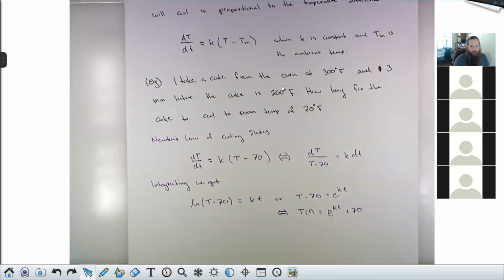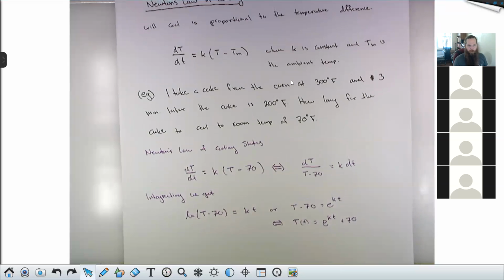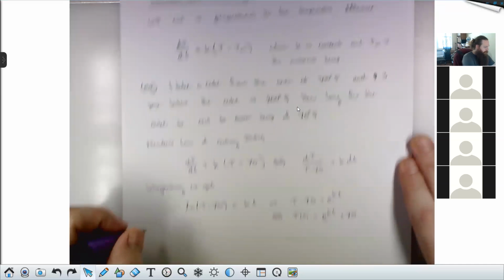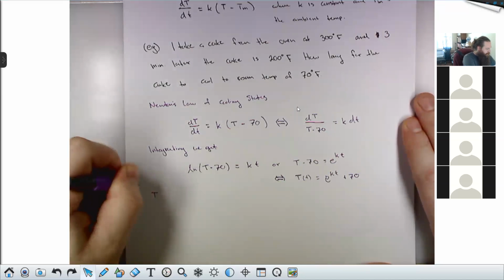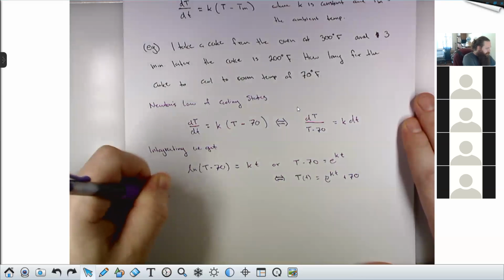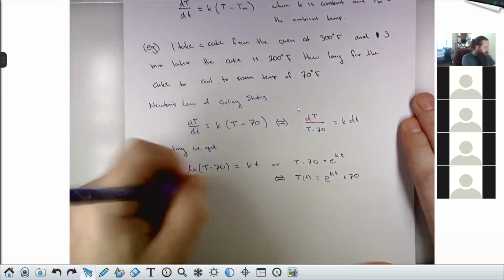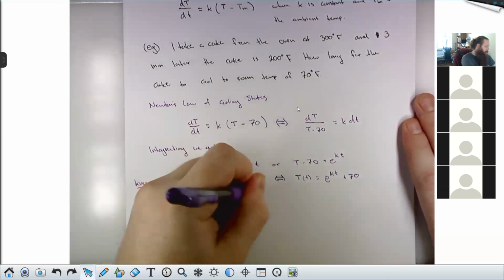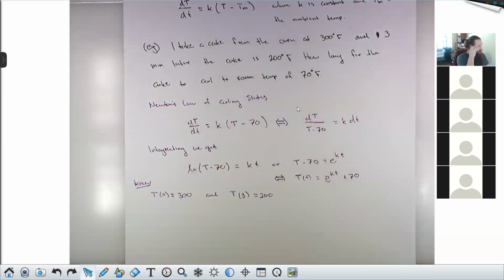Just like with the previous problem, I can use the given boundary conditions to try and sort out the constant k. So I know that when little t is equal to 0, the moment I take the cake out of the oven, it's 300 degrees. And I know that 3 minutes later, the thing's down to 200 degrees. So we have 2 bits of information we can use here. We know that T of 0 is equal to 300 and T of 3 is equal to 200. Plugging in 0 for T here isn't really going to teach me anything.